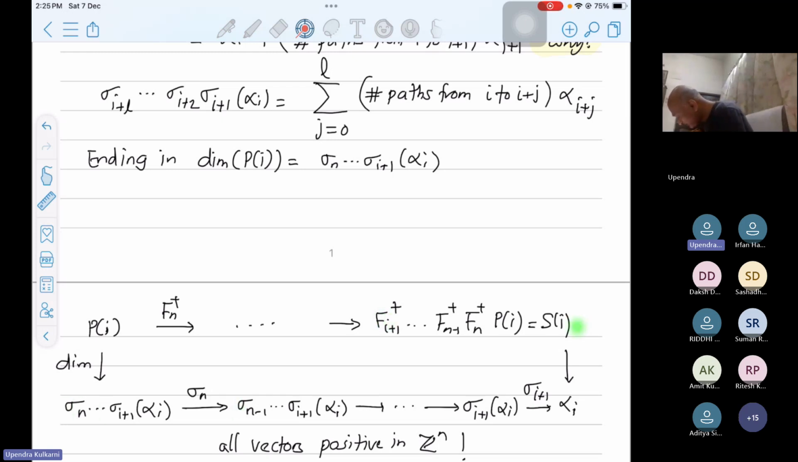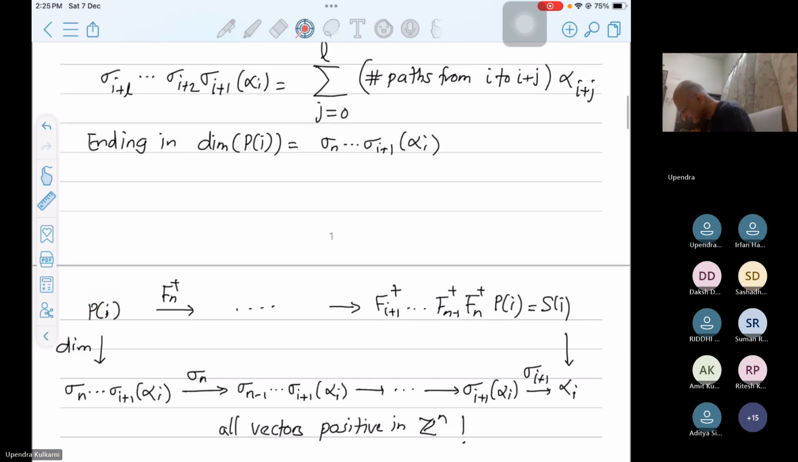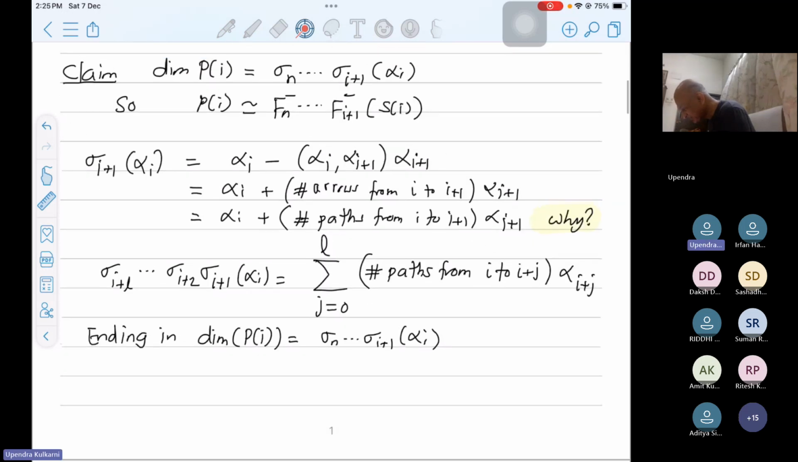Okay, so this means that this Si is obtained from Pi by applying the reflection functors in the correct order, n minus 1 and so on, but I stop at I plus 1. Okay, but what does this mean? Starting from Pi, by means of applying this sequence, I got to Si. That means that if I start with Si and apply the minus functors in the opposite order, I will get Pi. That's exactly what this is saying.